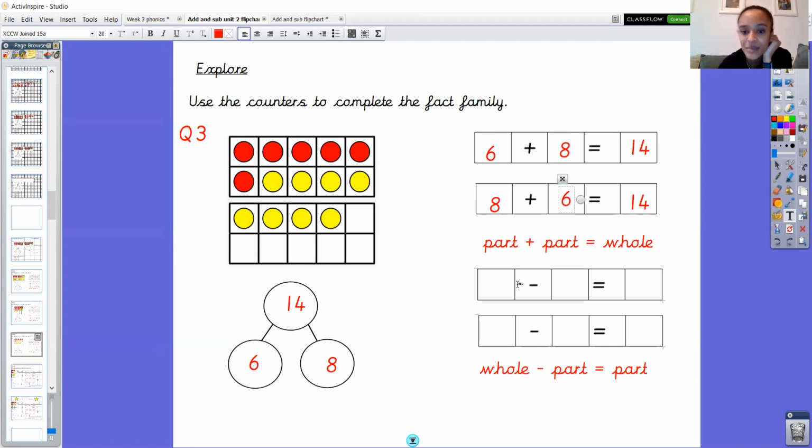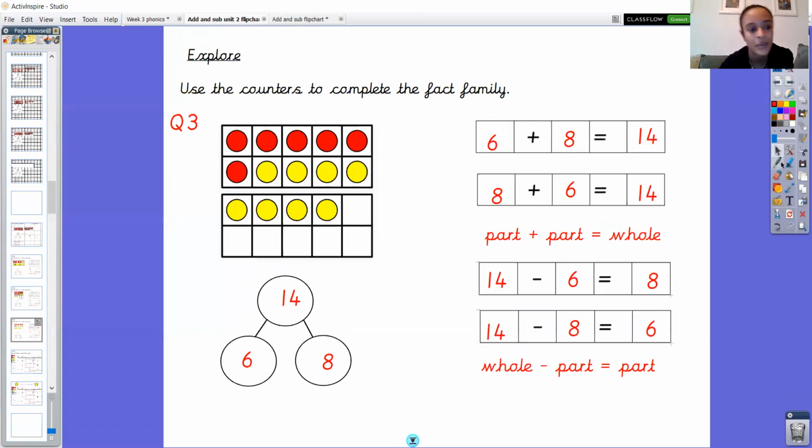Brilliant. Okay, now I'm thinking about my subtraction. Well, I want to start off with the whole. I'm going to put the whole in again because it comes in the same place in the number sentence. 14 take away. Okay, and now I want to think about my first part. Well, again, I'm going to use that 6 as my first part. So 14 take away 6 gives me my other part, and my other part is 8. Well done. And then I want to swap those two numbers around. So the first part I'm going to have is 8, and my second part is 6. So 14 take away 6 equals 8, and 14 take away 8 equals 6. Brilliant stuff, year 1, well done.